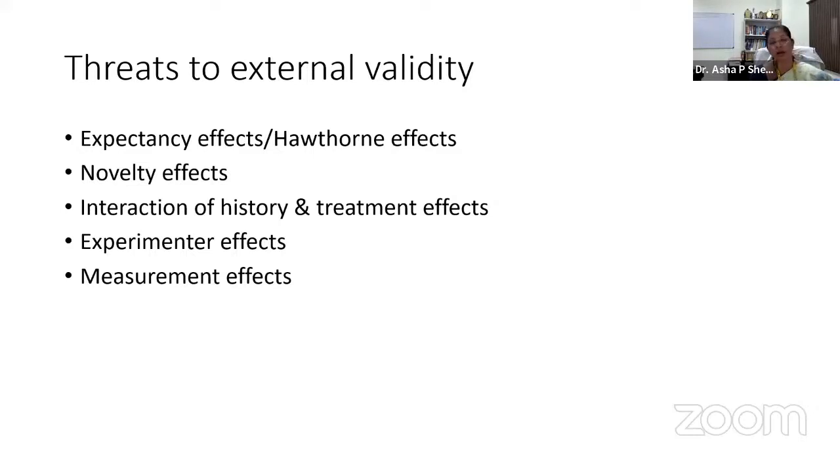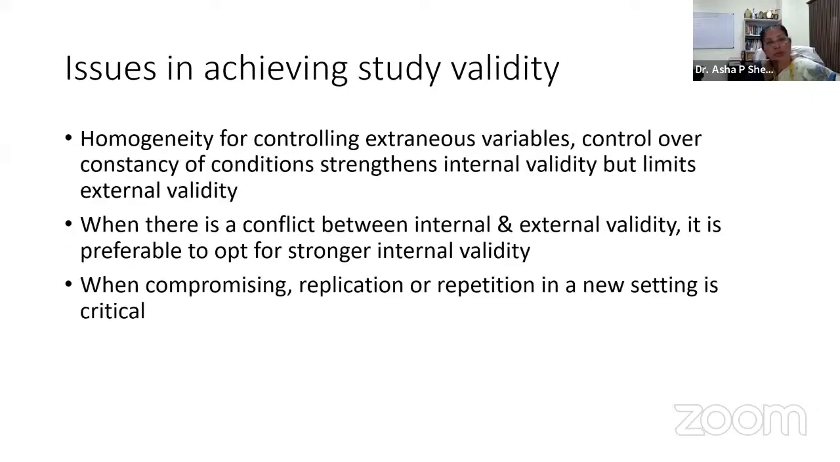So this is where sometimes the masking of the participants is done, that is a single blind study, or the masking of the investigator also is done, that is the double blind study. So these are some of the threats to internal and external validity. We need to have an appropriate intervention and also an appropriate control in our design to have the proper effect on the independent variable. So to address these issues in achieving study validity, we need to have homogeneity in controlling the extraneous variables.